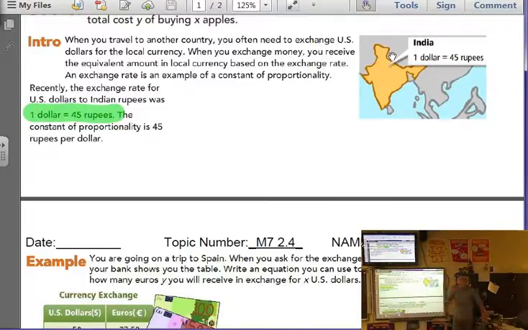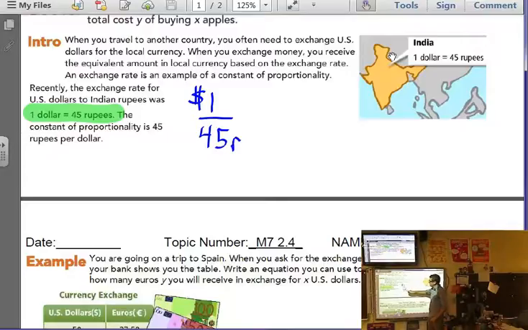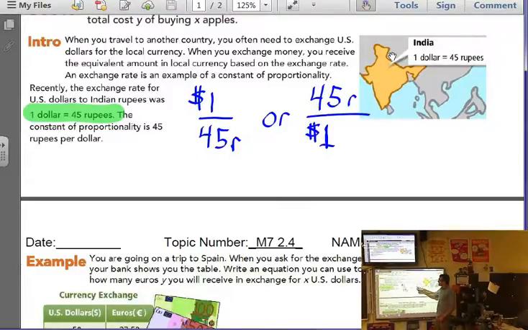$1 would get you 45 rupees. Hey, Joe, you with me? Because rupees are worth less than $1. So if I am traveling over there, I can either say I'm going to pay $1 and get 45 rupees, or I could use the exchange rate of I will get 45 rupees for every $1. I could set this up either way that I want.